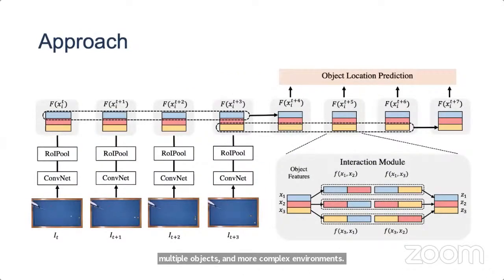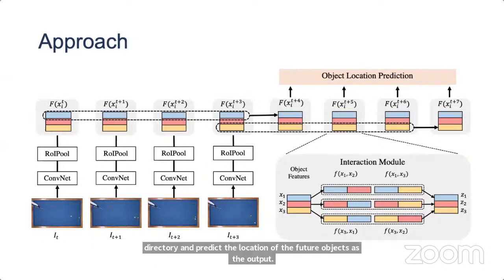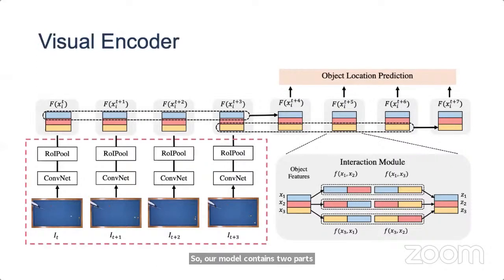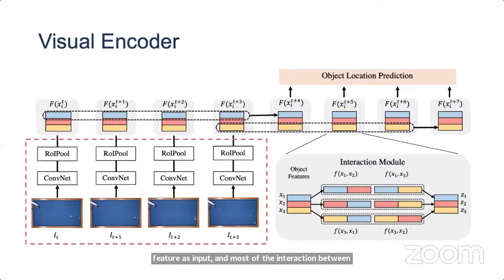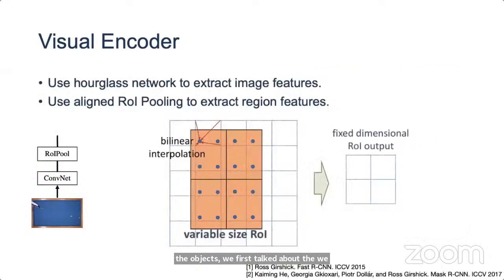We introduced the region proposal interaction network for long-term dynamics prediction. We use playing billiards as an example. Our model takes the RGB frames as inputs directly and predicts the locations of the future objects as the outputs. Our model contains 2 parts. The first part is the visual encoder, which extracts the object-centric features. The second part is the interaction reasoning module, which takes the features as input and models the interaction between the objects. We'll first talk about the visual encoder here.